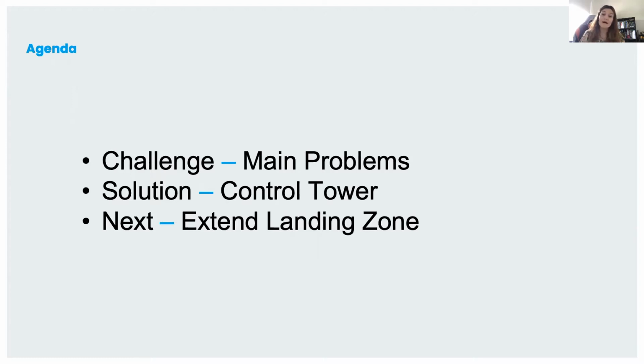In the second part, I will talk about the landing zone provided by Control Tower, the features and the capabilities of a landing zone. And the last one, but not less important, I will talk about what the next step is. Could I extend this landing zone provided by AWS based on my needs?